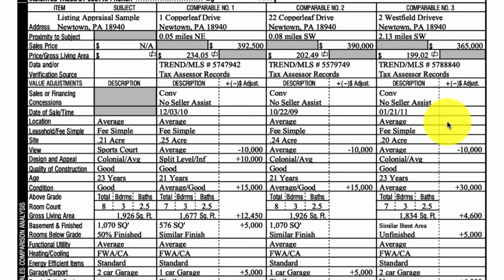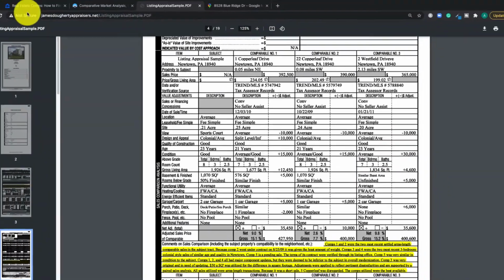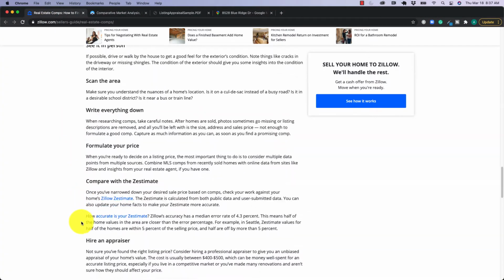And if we skip over to comparable number 3, it's not even on the good list. It's actually average, which is higher than the actual subject property. So in this case, it's added $30,000 to the comparable price for this property. And that's just an example of what they mean by formulating prices.